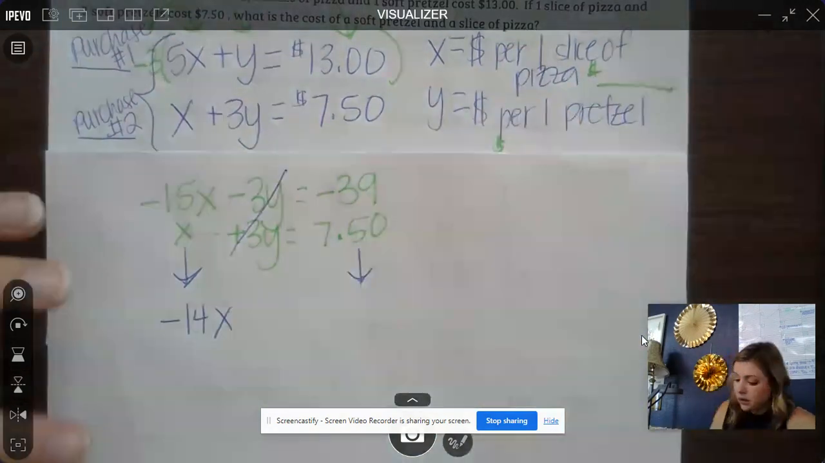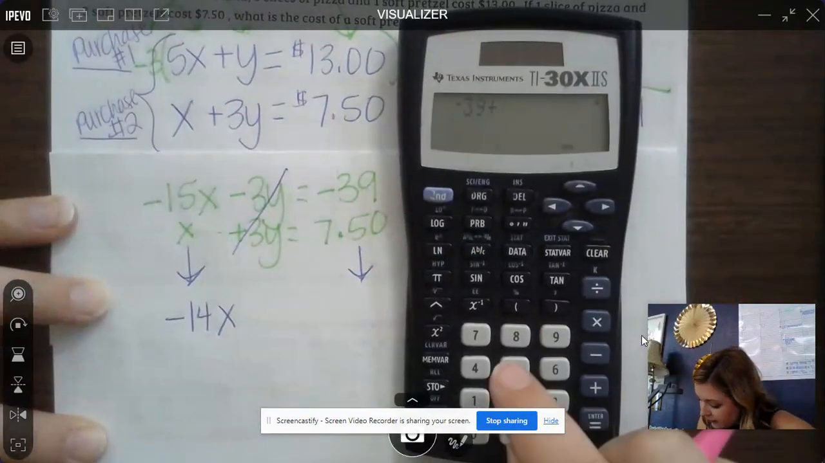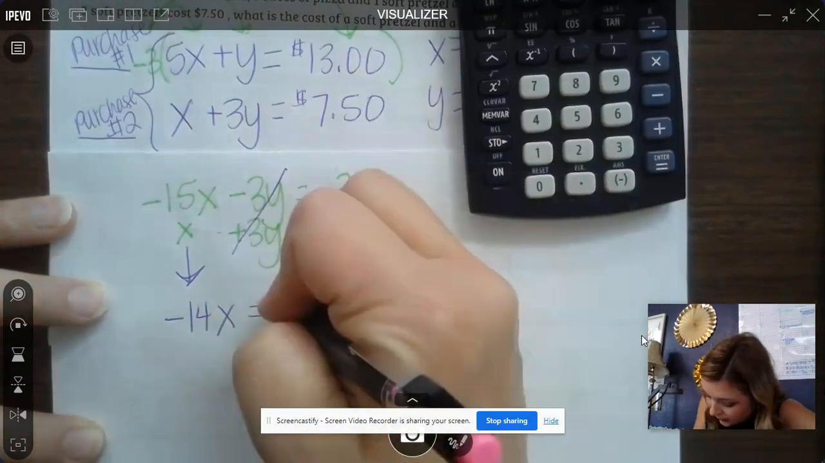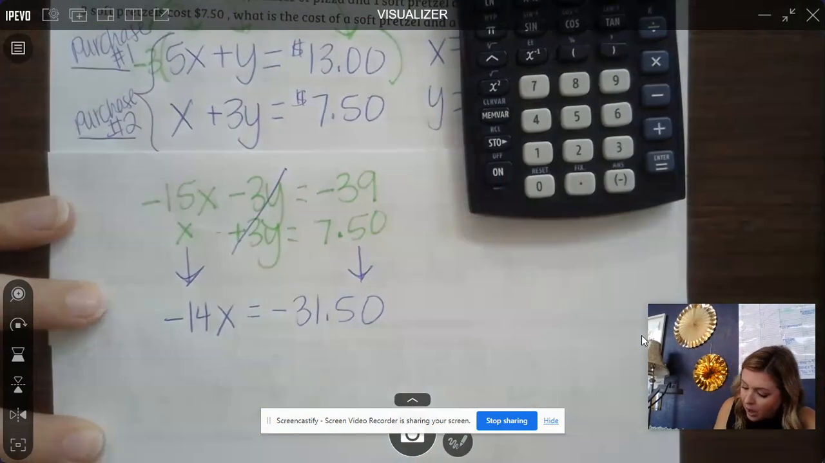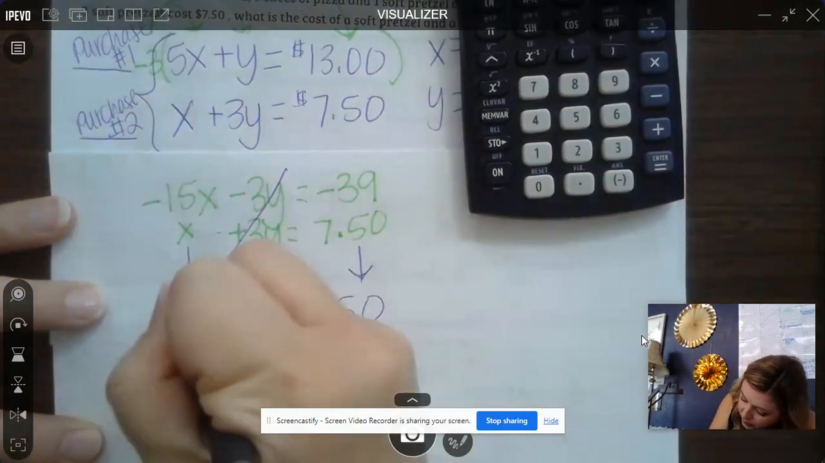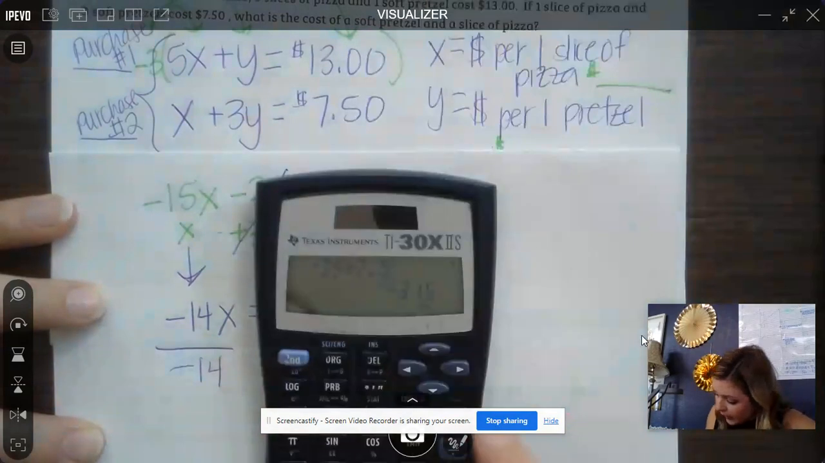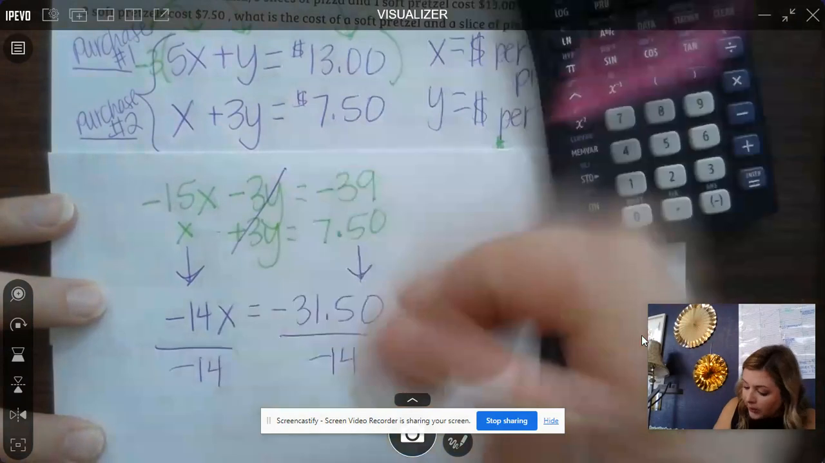-39 plus 7.5 is going to leave me with -31.5. I'm going to divide by -14 on both sides. We know a negative divided by a negative is going to give us a positive. And I am left with 2.25.